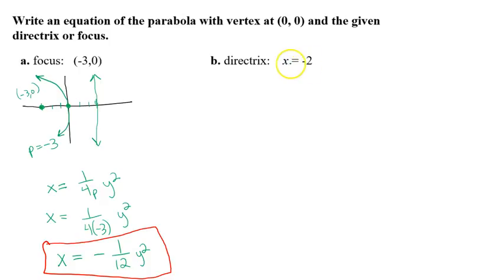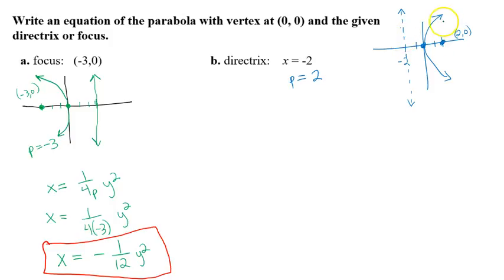If the directrix is x equals negative 2, so x equals negative 2 over here, so all the points that have an x value of negative 2 are in this vertical line. All right, and that means that our vertex is at the origin and our focus is over here at 2, 0. So we got a parabola opening to the right, and P is 2.